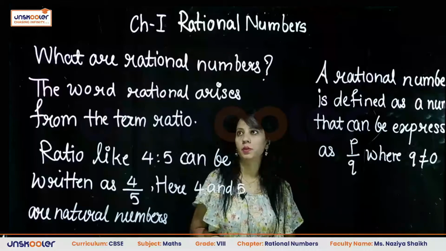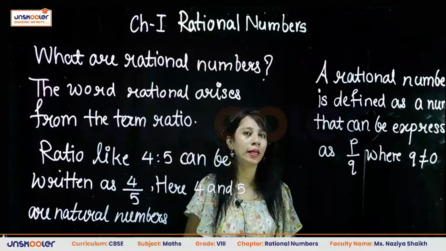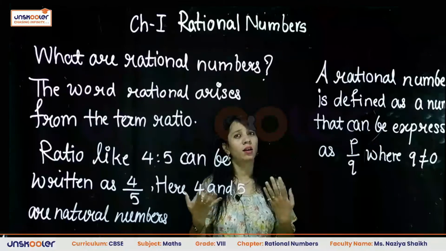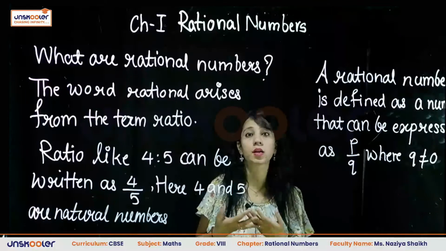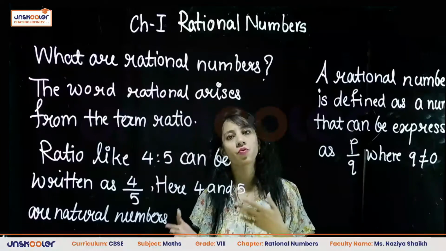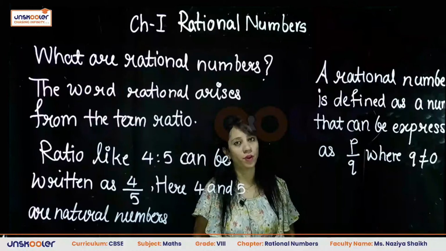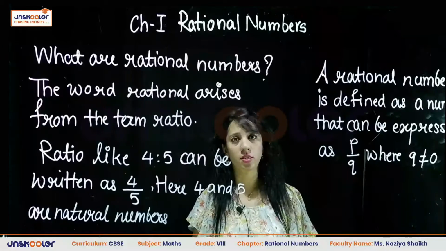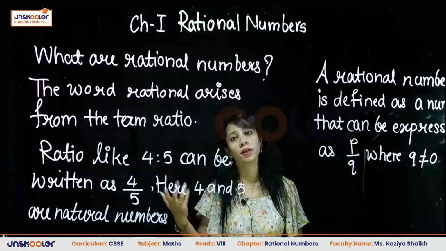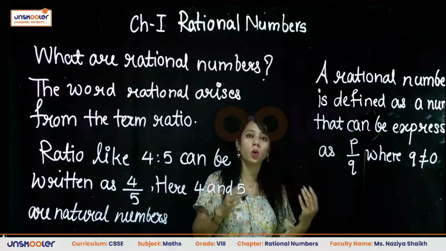Topic is rational numbers. Now, what are rational numbers? Before starting with rational numbers, let us quickly revise what are natural numbers, whole numbers and integers. You all know that natural numbers are counting numbers which start from 1, 2, 3 and so on. And when you add 0 to the set of natural numbers, that set of numbers is called whole numbers. And integers are nothing but negative numbers and whole numbers, right? A set of negative numbers and whole numbers.